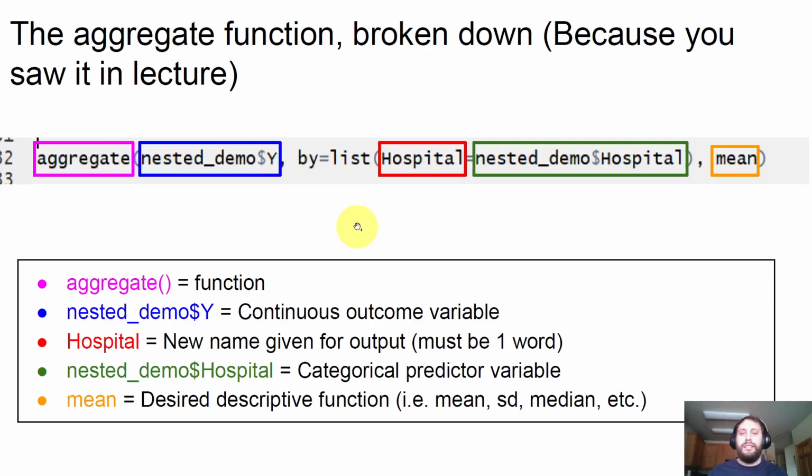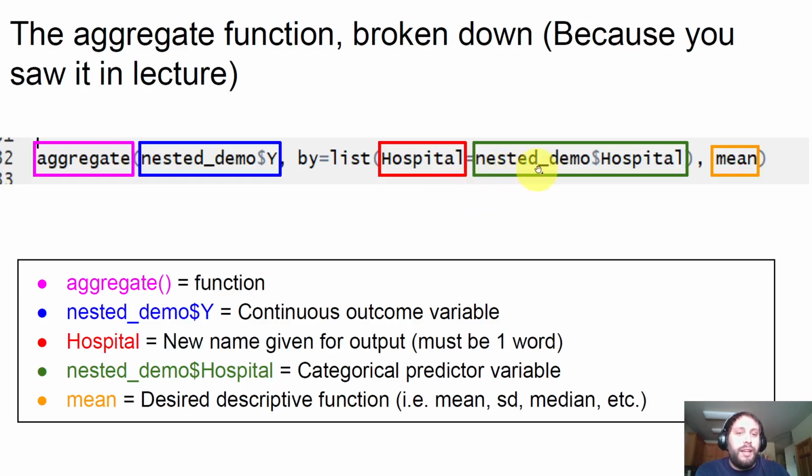I don't want to get into detail as to why you need to indicate list, but essentially we're converting it to a list so that we can do some special operations on it. The red here is where you name the variable. It can be whatever you want to call it. I called it hospital here. I usually just call it the name of the variable that I'm trying to get the aggregate of.